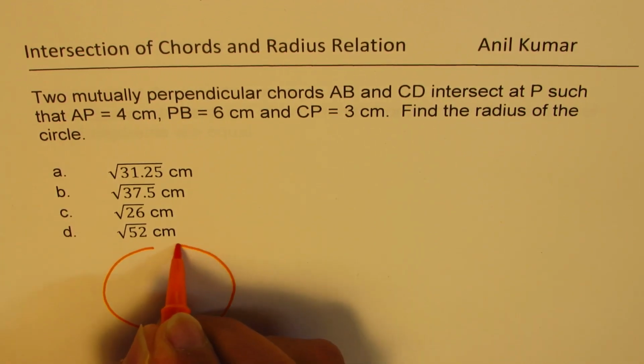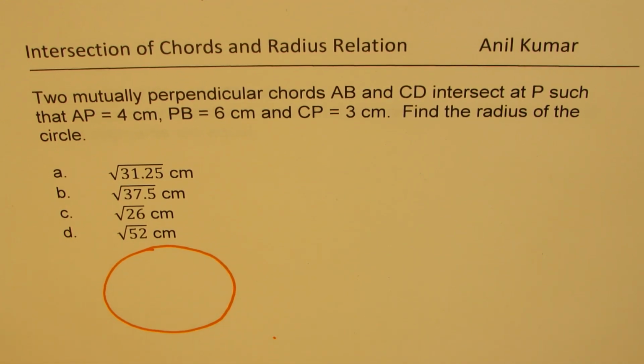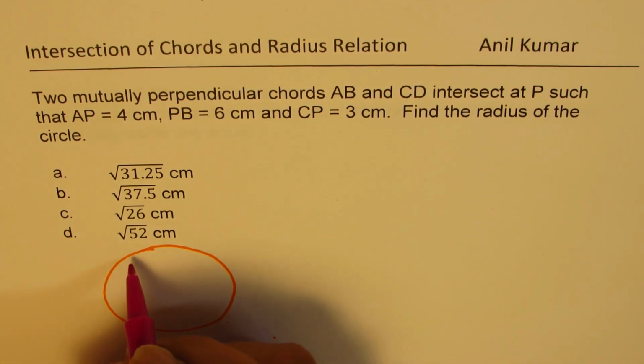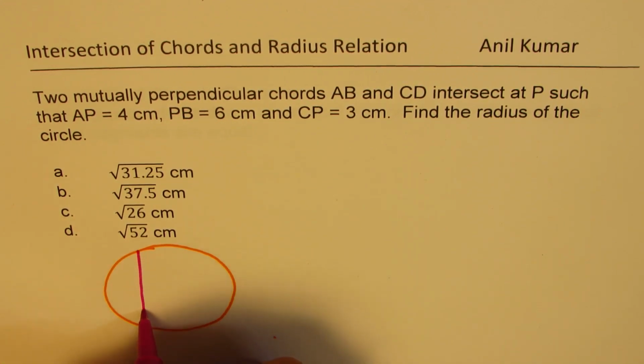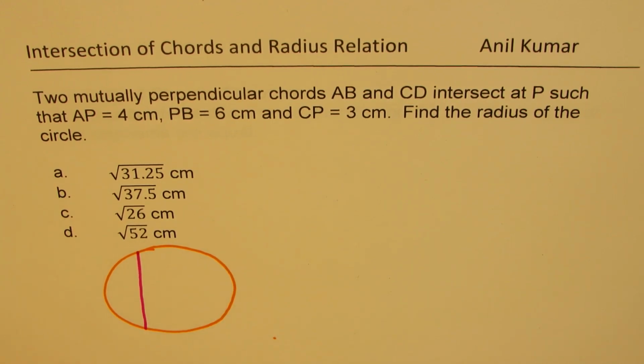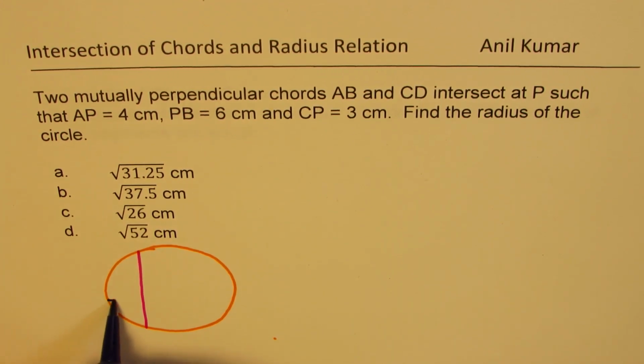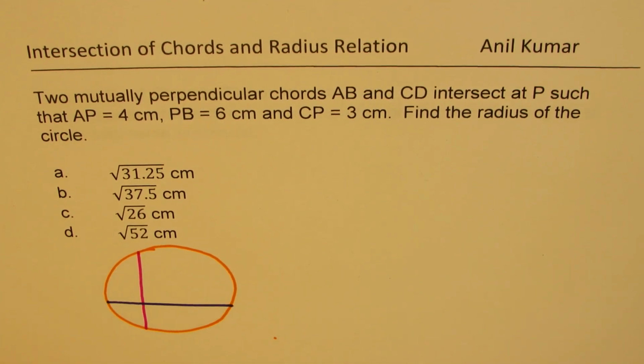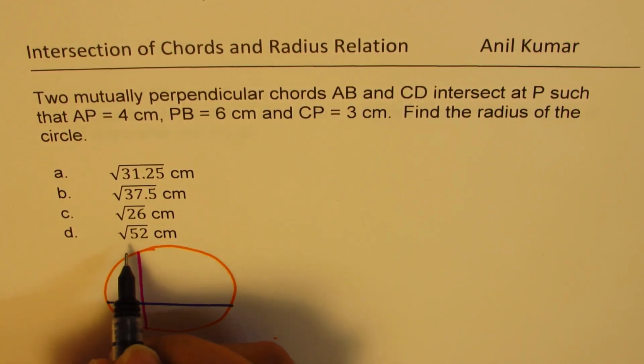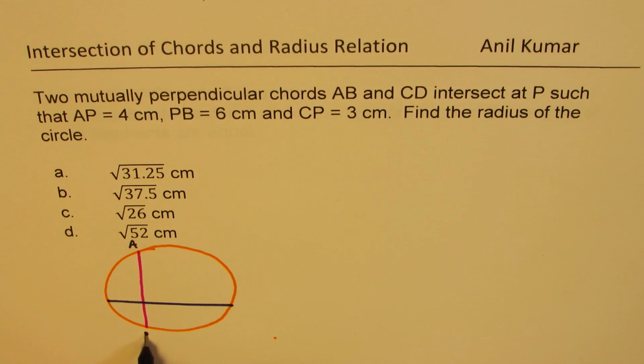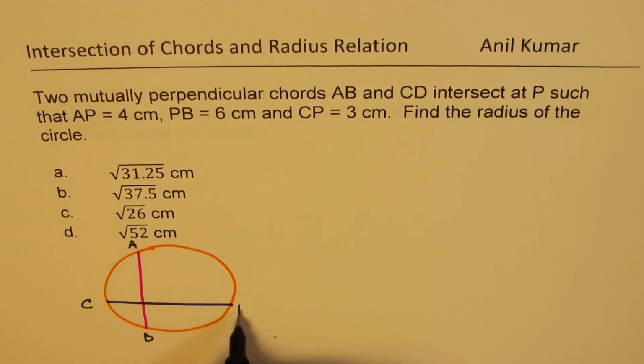So let us say this is the circle we are talking about, and we have two chords which are intersecting. To make it simpler, we'll take perpendicular chords as vertical and horizontal. So let's say one of the chords is as shown and the other one is like this. So these are the two chords. Now let's say that this is the chord AB and this is CD, and they're intersecting at P.